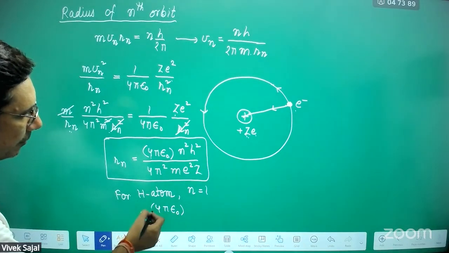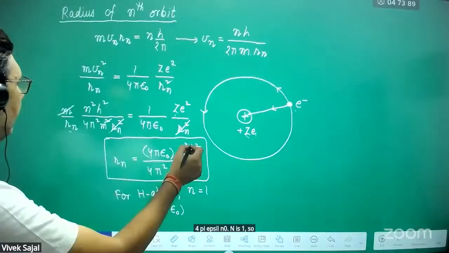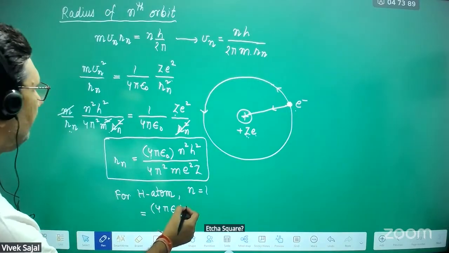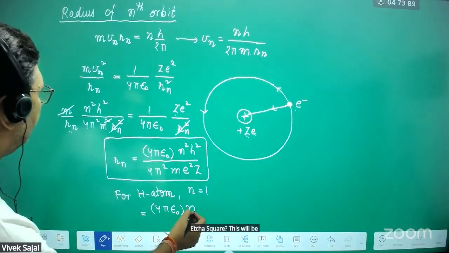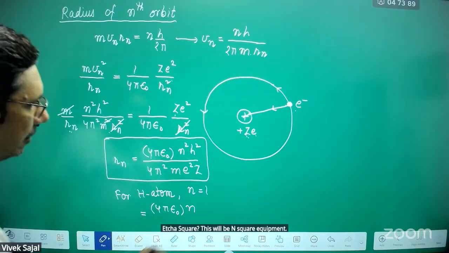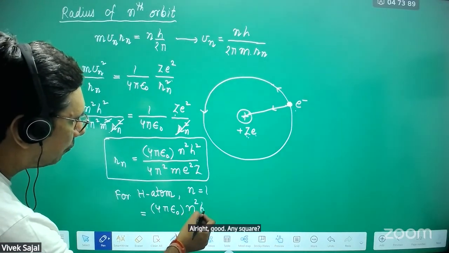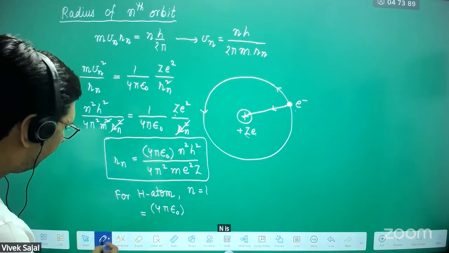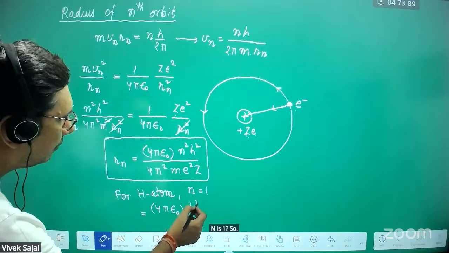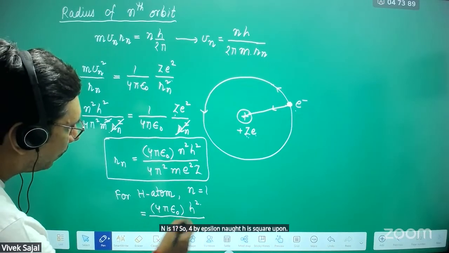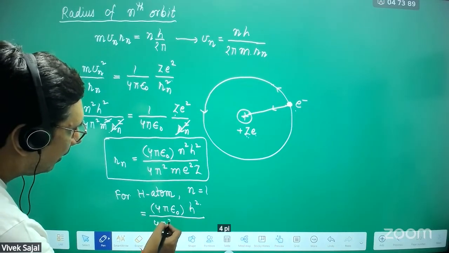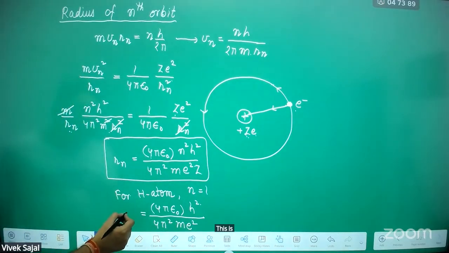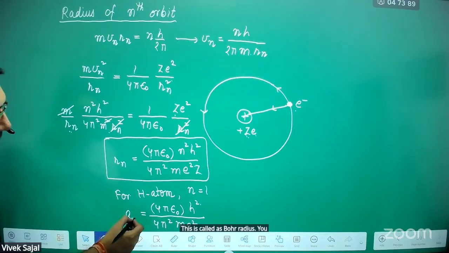4 pi epsilon naught, n is 1, so this will be n square h square. This will be n square. Let me write it like this: n is 1, so 4 pi epsilon naught h square upon 4 pi square m e square. This is called the Bohr radius. You represent this by a naught.